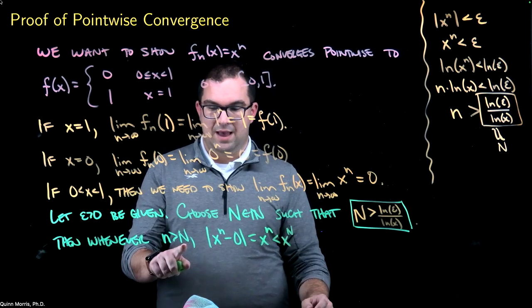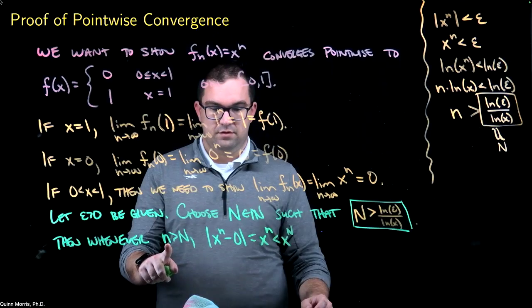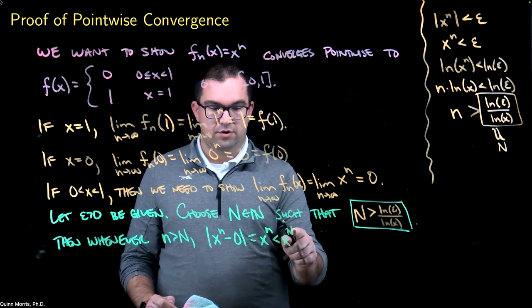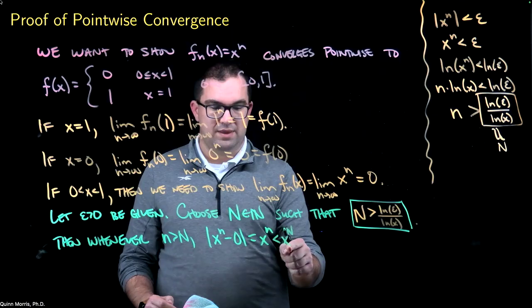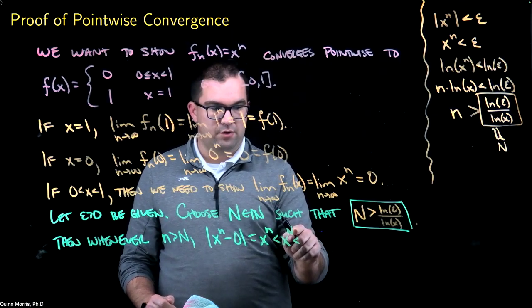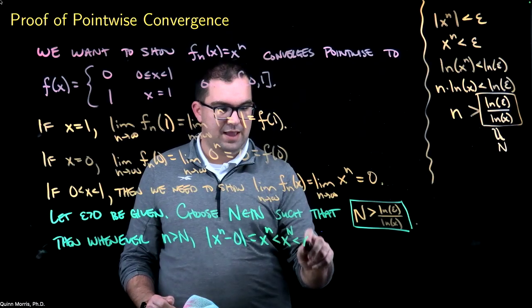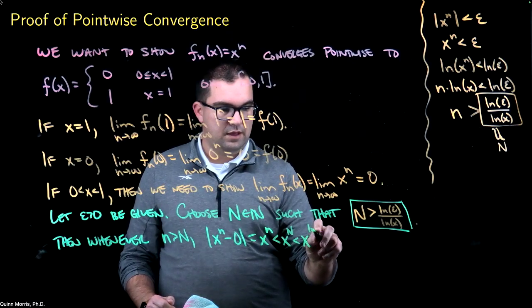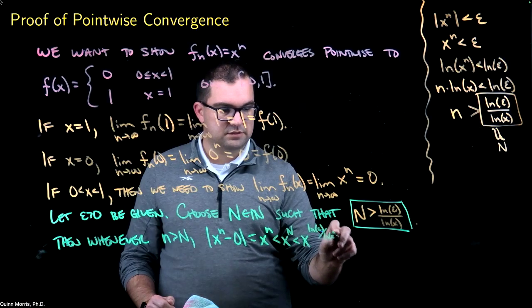So again, capital N is smaller than little n. So I put a smaller power here, and because x is between 0 and 1, that will make this whole thing larger. Let me put an even smaller power than capital N. Let me put x to the ln of epsilon over ln of x.